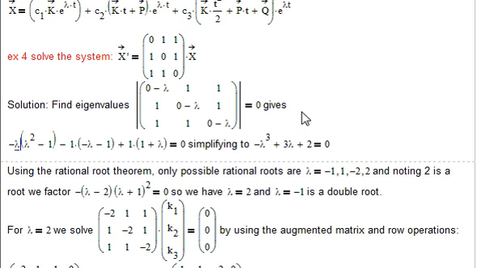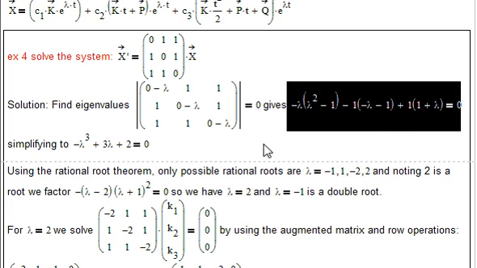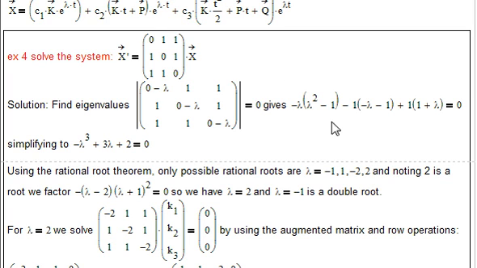Negative lambda cubed, that's from this times this. Then plus 3 lambda, that would be plus lambda here, plus lambda here, plus lambda here, so 3 lambda, plus 2. Notice there's no lambda squared term because they just aren't there.